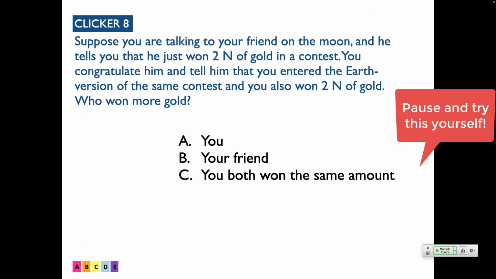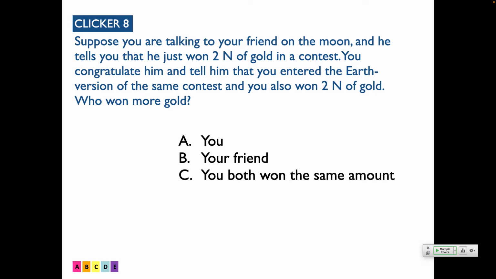Okay? So you and your friend that lives on the moon, yes, it's Elon Musk apparently, won 2 newtons of gold in a contest, and you congratulate them, and you say you also won 2 newtons of gold, but on Earth, and you want to know who has more money, or gold in this case.